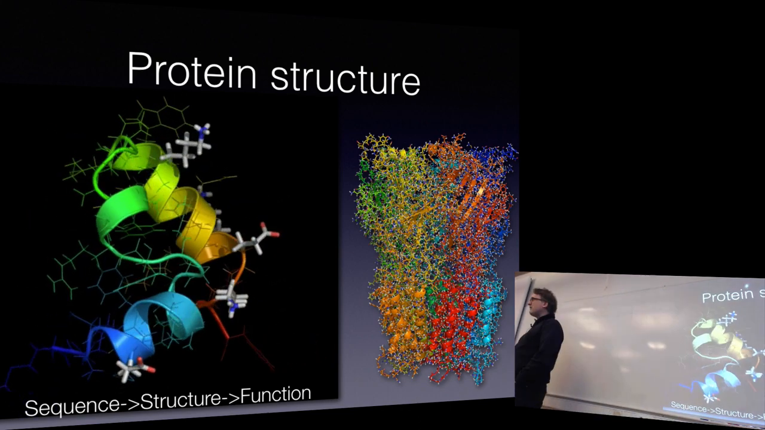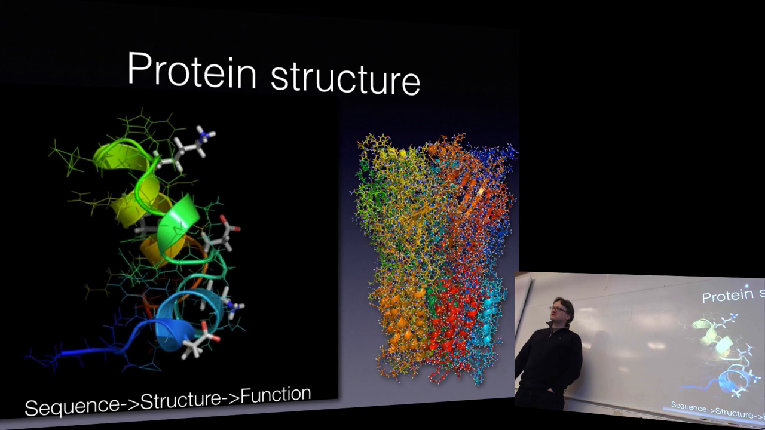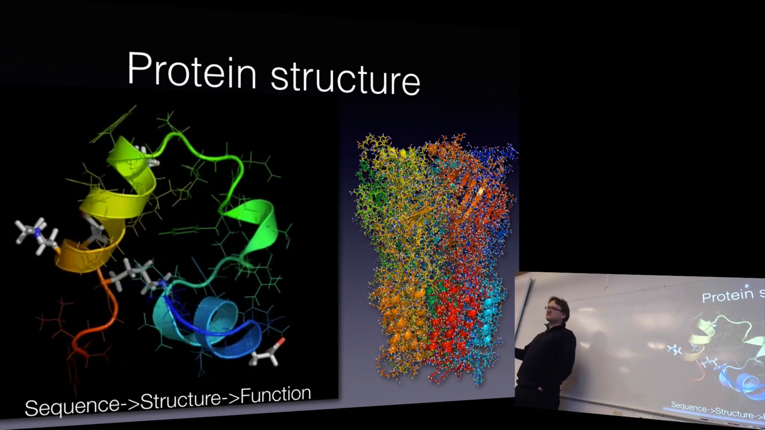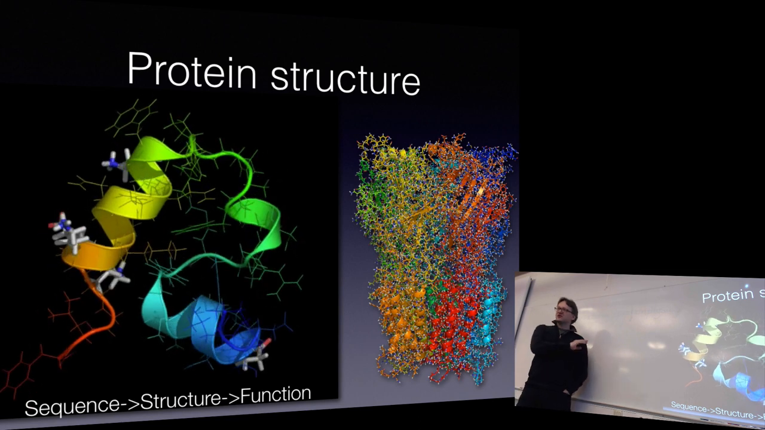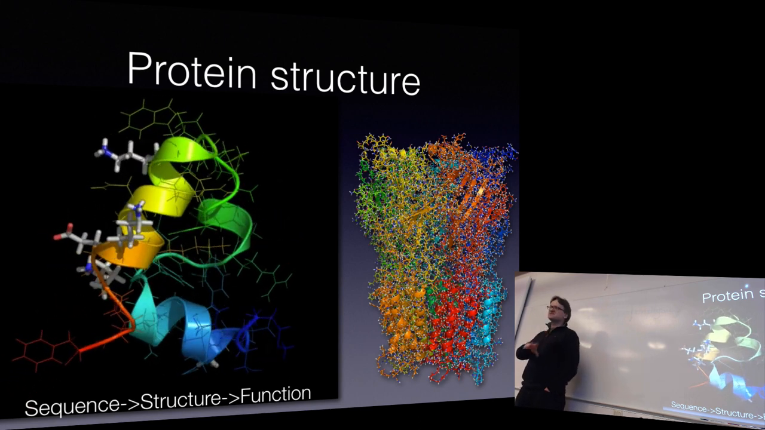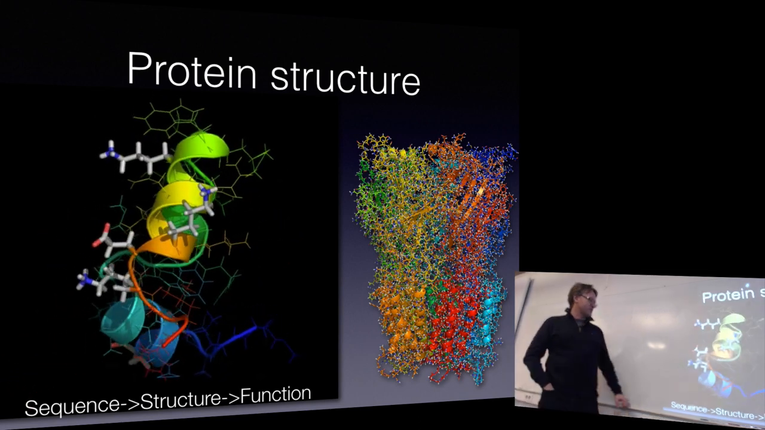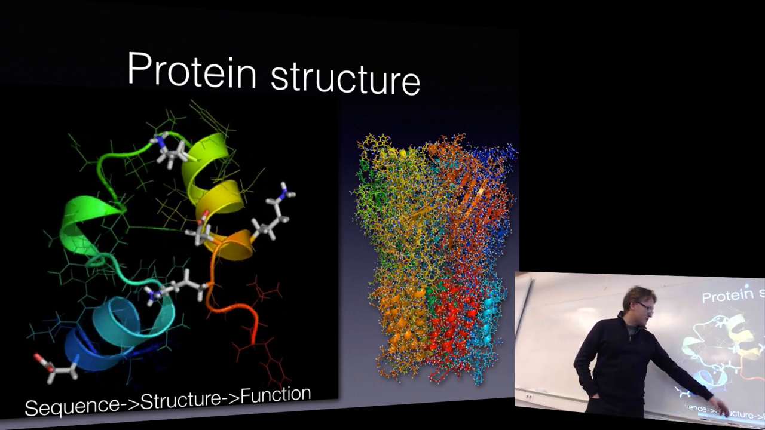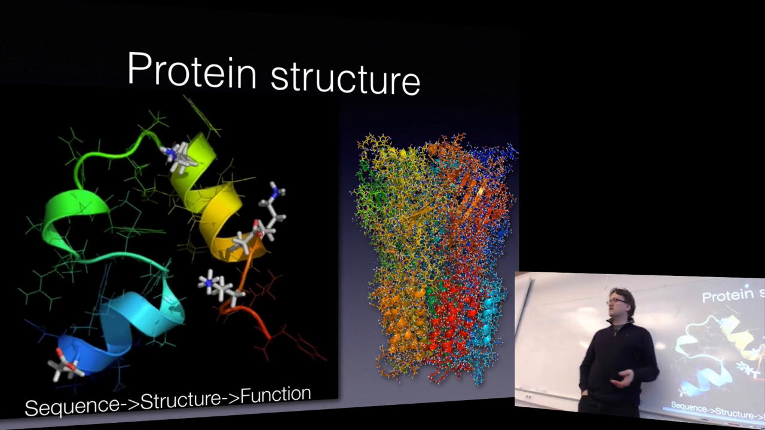And there's only one thing that you should understand from this course. This is what it is. Sequence leads to structure, leads to function. Everything since Watson and Crick in molecular biology builds on this. So sequence, those are your amino acids. A particular sequence will mean that you get a particular structure, for instance, of a protein.